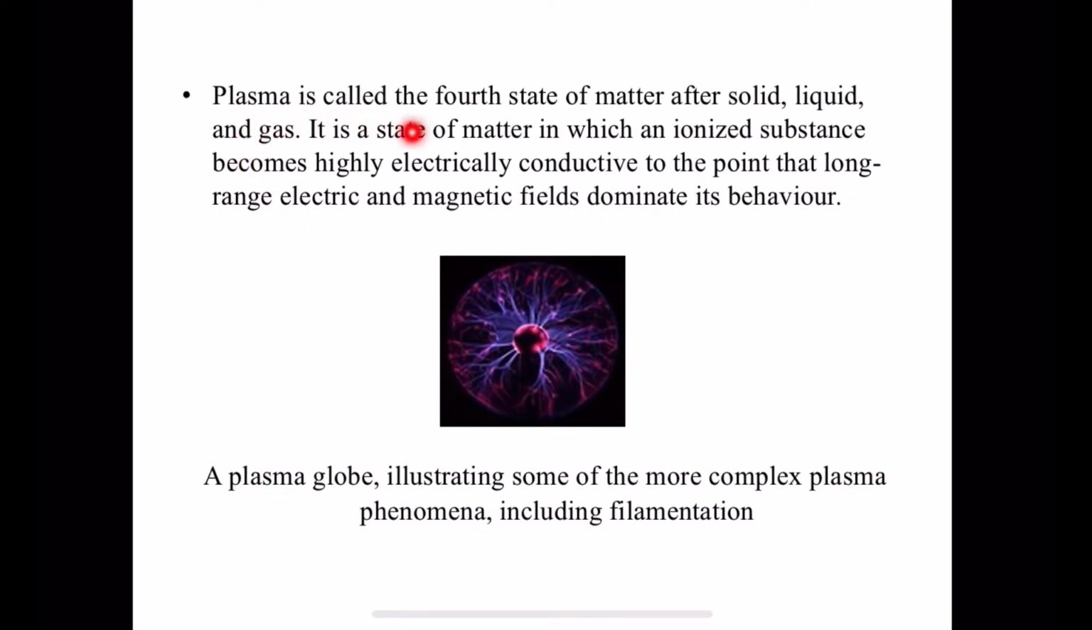Plasma is called the fourth state of matter after solid, liquid, and gas. It is a state of matter in which an ionized substance becomes highly electrically conductive to the point that long-range electric and magnetic fields dominate its behavior.